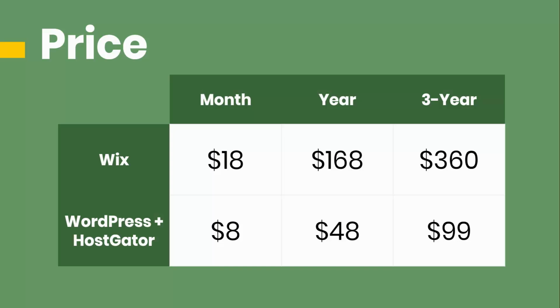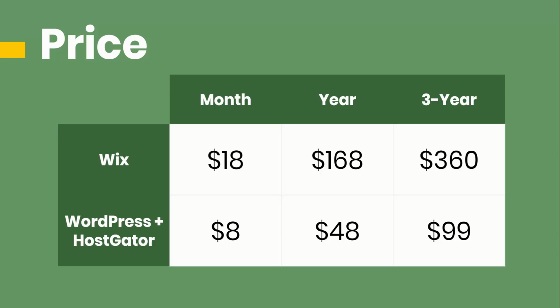So the first thing that you're probably wondering about is price. And really, any website builder that makes things easier for you to design, they're generally going to cost more and you're going to get less power. So if you look at the cost here, if you go month to month, Wix is $18 a month, whereas WordPress with HostGator web hosting, which is one of the more affordable starter web hosting companies out there, that's only $8 a month. If you go yearly, get an annual plan, Wix will be $168, whereas WordPress will be $48.